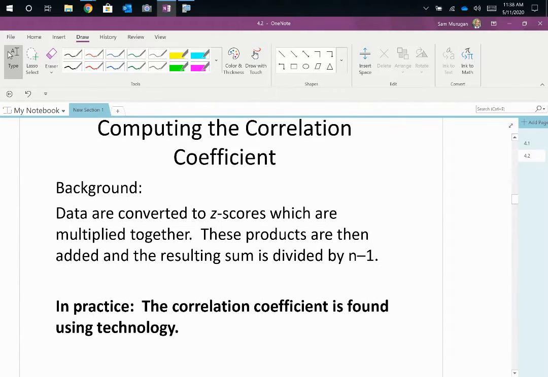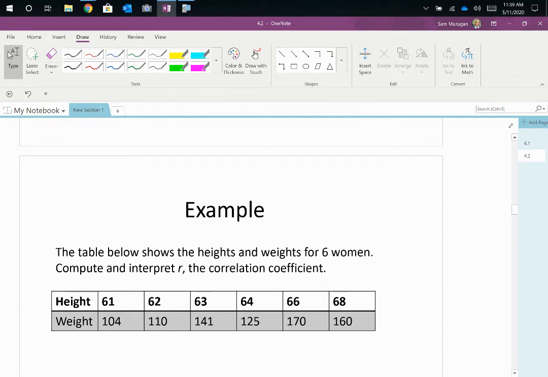Now we're going to learn about computing the correlation coefficient. I'm going to show you two different ways to do that in a little bit. Data are converted to z-scores, which are multiplied together. These products are then added, and the resulting sum is divided by n-1. In practice, the correlation coefficient is found using technology. In other words, we don't do it manually.